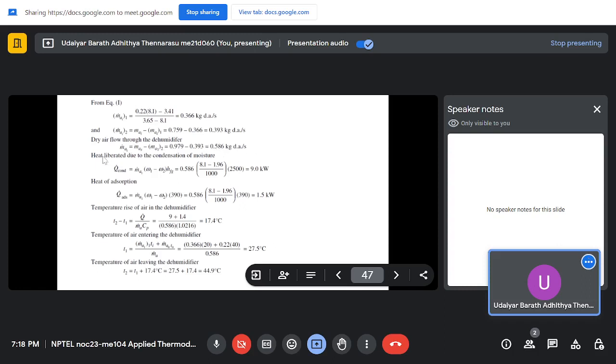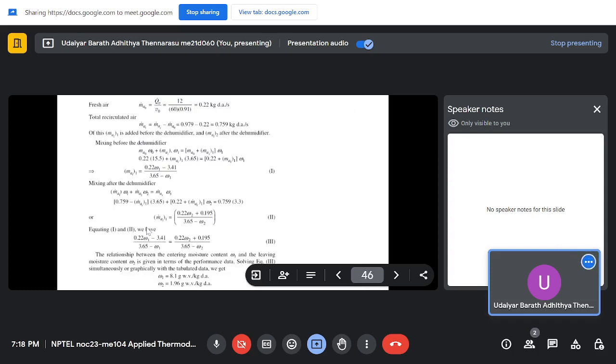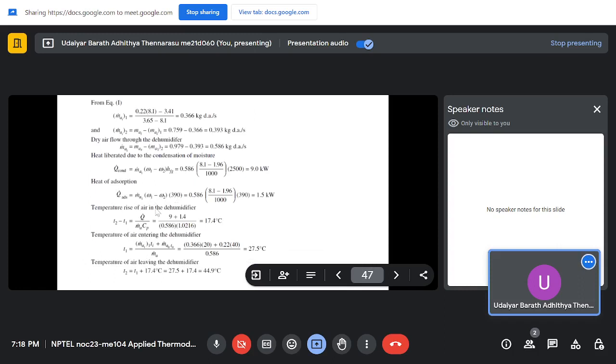So now heat liberated due to condensation of moisture in the dehumidifier will be equal to m dot a into difference in specific humidity into HFG. So we know omega 1 and omega 2. Substituting that, we can get 9 kilowatt, and heat of absorption is m dot a into omega 1 minus omega 2 into 390. So per kg of water vapor, 390 kilojoule is absorbed. So that will come out to be 1.5 kilowatt.